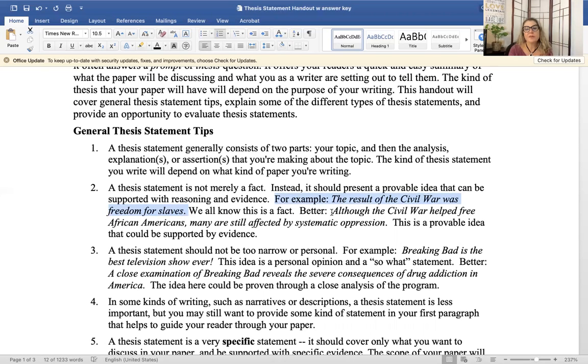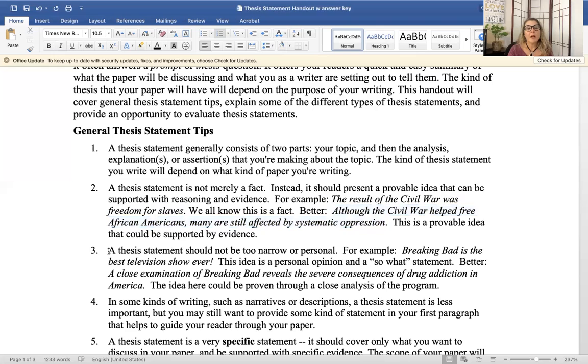However, if you look at this better version, although the Civil War helped free African Americans, many are still affected by systematic oppression. So this is something that is interesting and that a writer could prove in an essay through logical reasoning, through research, through a combination of both. But it's a provable idea that can be supported by evidence, okay? So keep that in mind. A thesis statement should not be a fact. It should be an interesting and provable idea, okay?